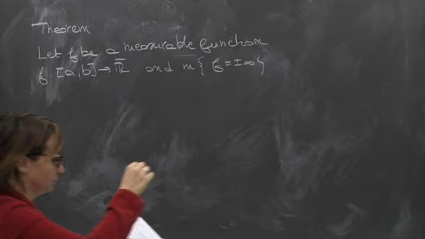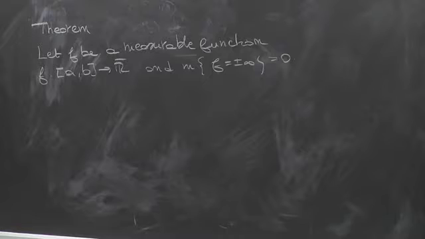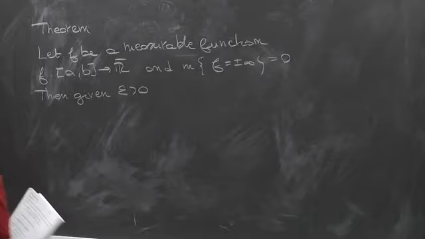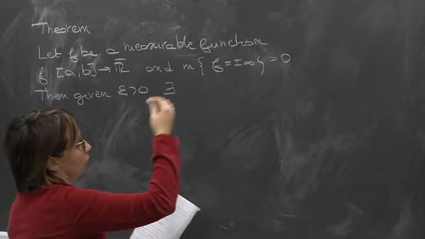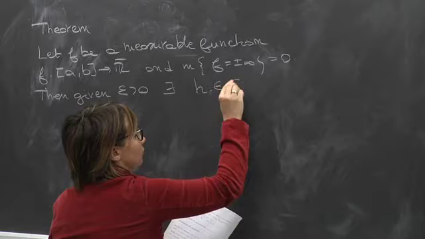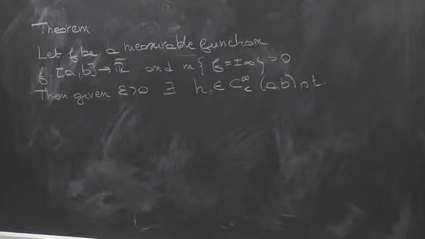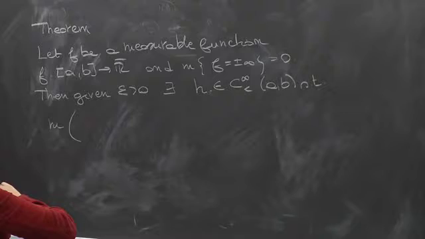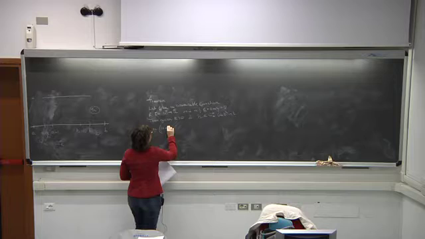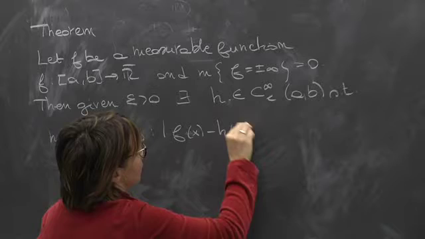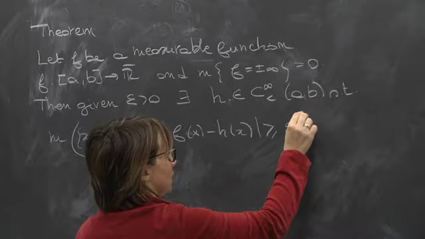Okay, then we can approximate such a measurable function in this improved way. So then, given any epsilon positive, we have this time that there is some h which is C infinity with compact support in (a,b), such that the measure of the set of the x in (a,b) where |f(x) - h(x)| is larger or equal than epsilon is less than epsilon.